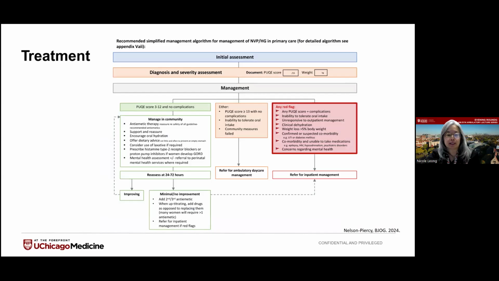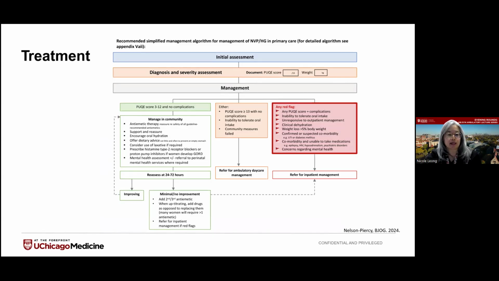And this is a pretty nice algorithm from the British Journal of Obstetrics and Gynaecology in 2024. An initial assessment is made. And then we can do severity assessment using the PUQE score. We can talk about weight loss, other measurements that might signify a very severe hyperemesis. And then this goes through what we do for each level of severity, right?